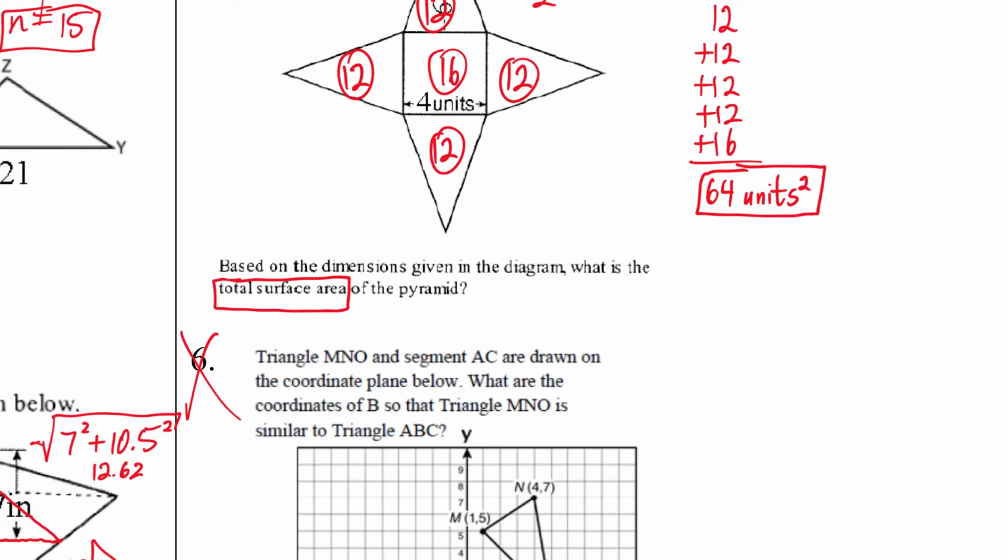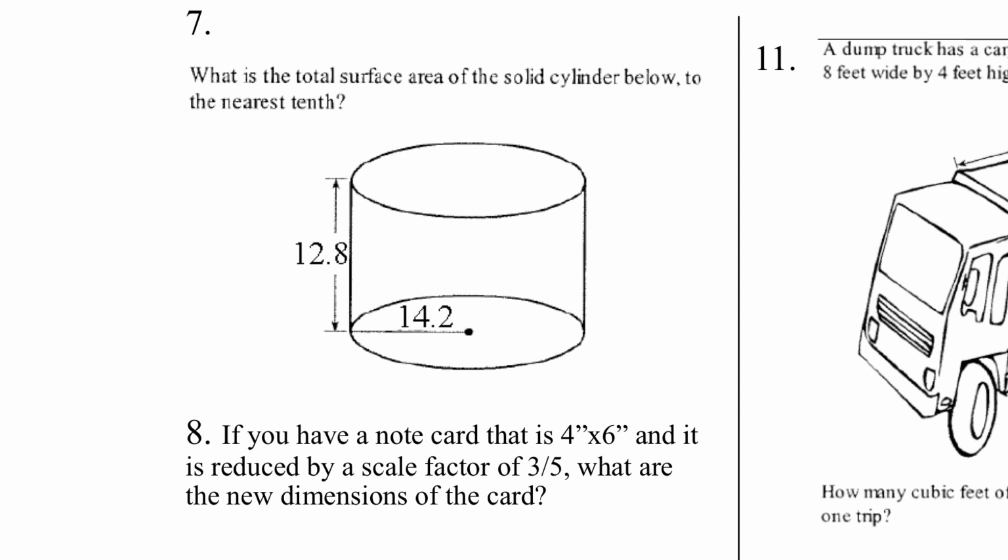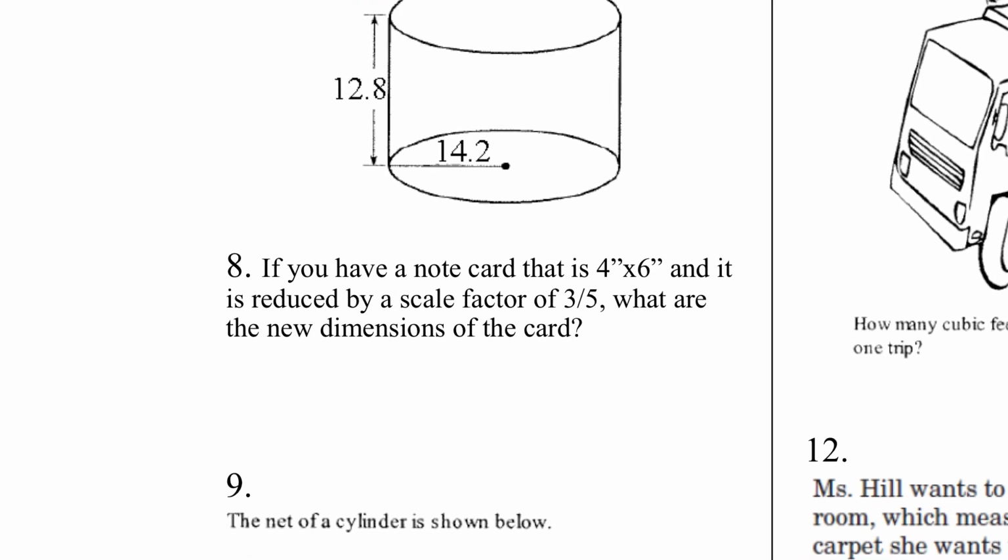Okay, number 5, we already got the answer. We're skipping. Okay, on number 7, so total surface area of a cylinder is 2 pi r h plus 2 pi r squared. And so the r is the radius, 14.2, the h is the height, 12.8. So I'm going to let you plug those numbers in and find that.